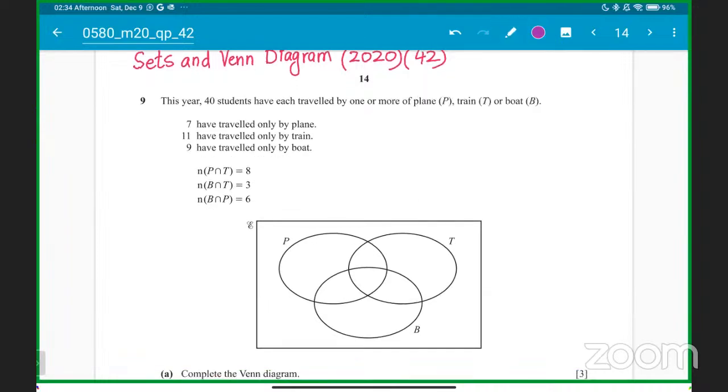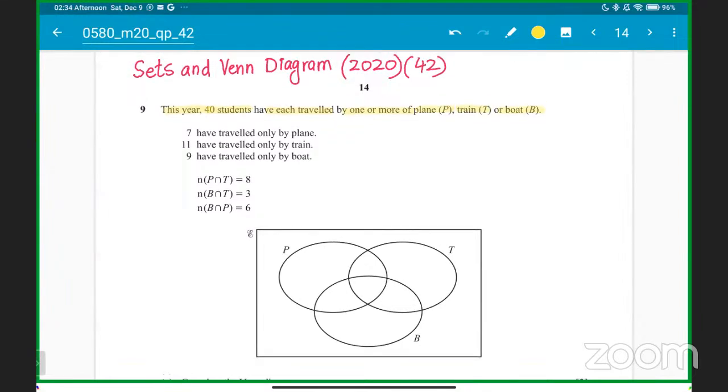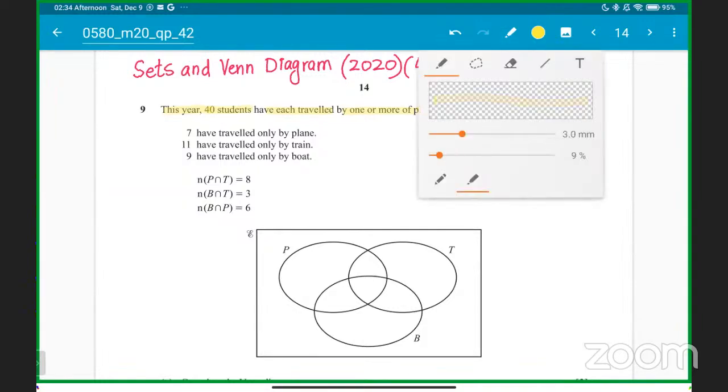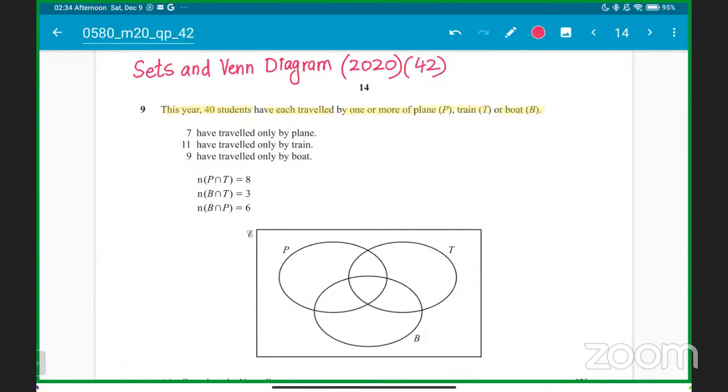They are telling us that 40 students have each traveled by one or more of plane, train, or boat. The first sentence means that there are no students who haven't traveled by anything. Every student has traveled by at least plane, train, or boat, so there is nothing that will be coming outside.